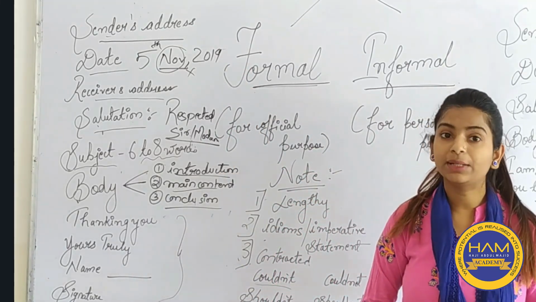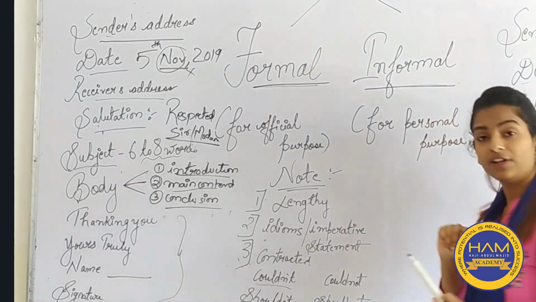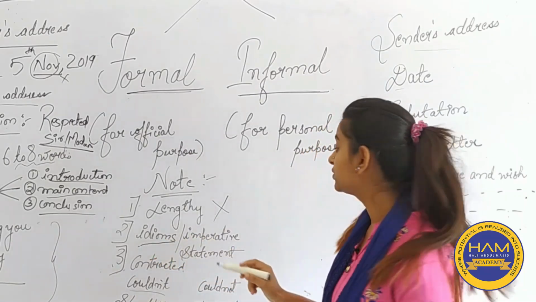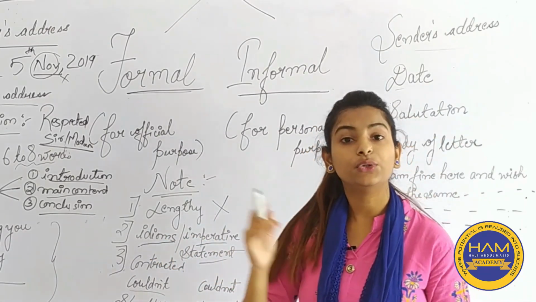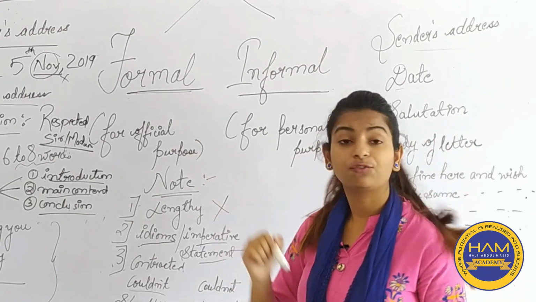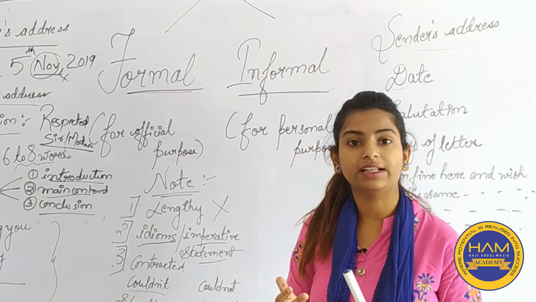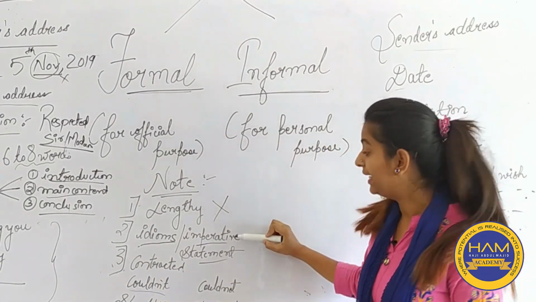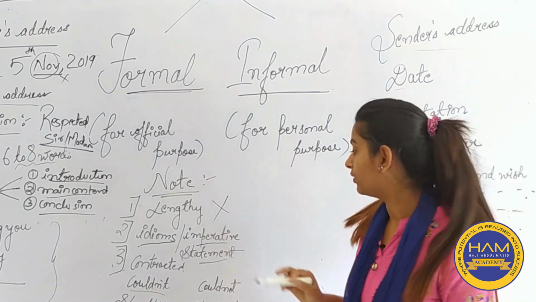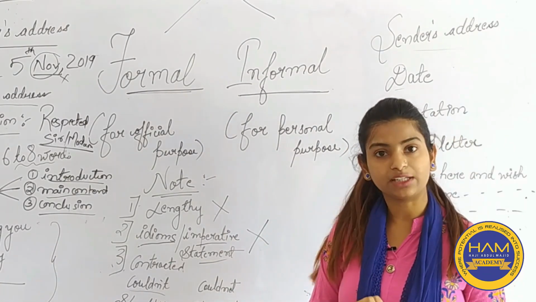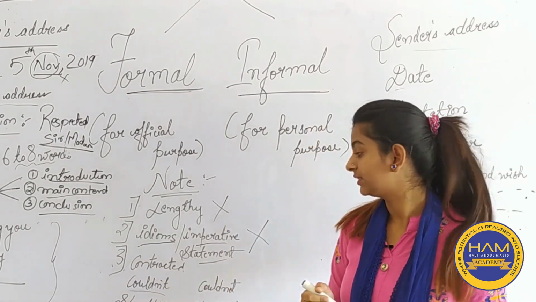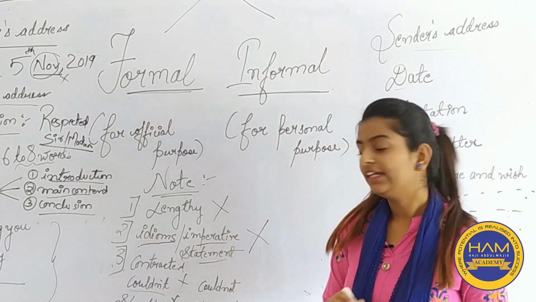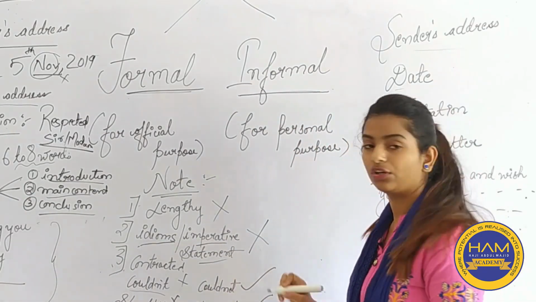Now the things you should keep in mind while writing formal letter. First of all, it should not be lengthy. Second, it should not include idioms or imperative statements such as do this, don't do this. Since it is a formal letter, it should appear like a formal letter and you cannot give orders in a formal letter. And when we use imperative statement, it gives a sense of order. Hence, we cannot include imperative statement. Now, the contracted words. You cannot include couldn't or shouldn't. Instead, you should write could not, should not.